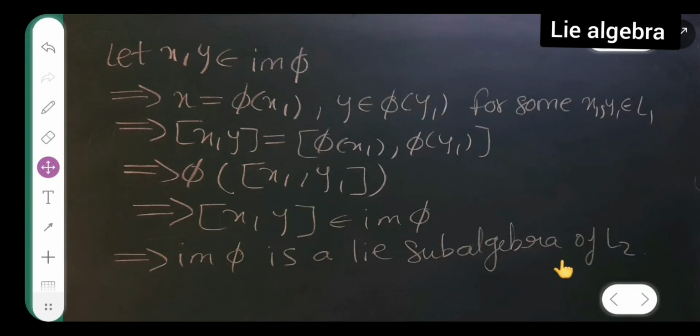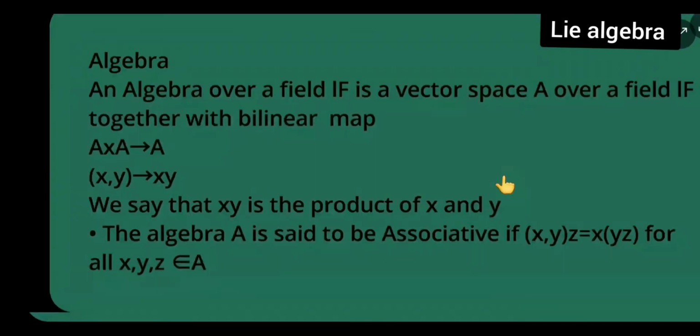Now next I will be doing algebras. Okay, so I will be doing what is an algebra. An algebra over a field F is a vector space A over a field F, together with a bilinear map A cross A to A, (x, y) going to x into y. We say that xy is the product of x and y, okay.